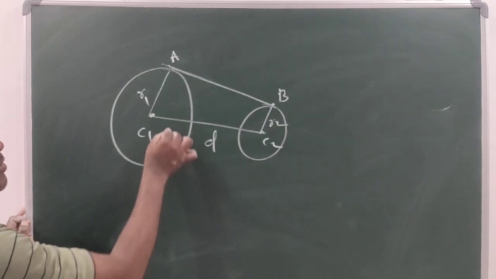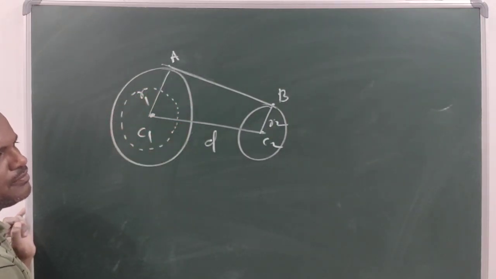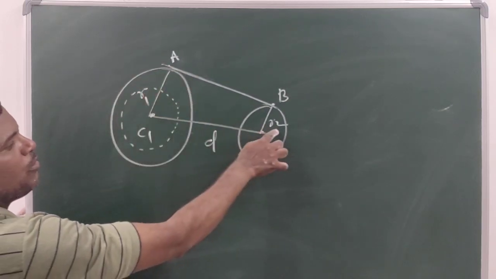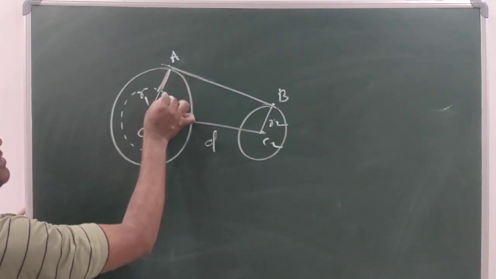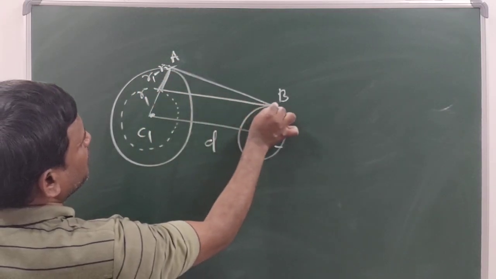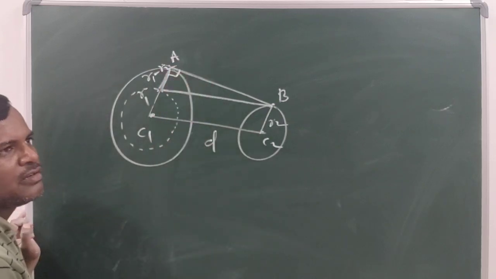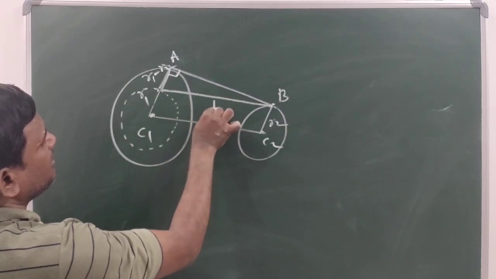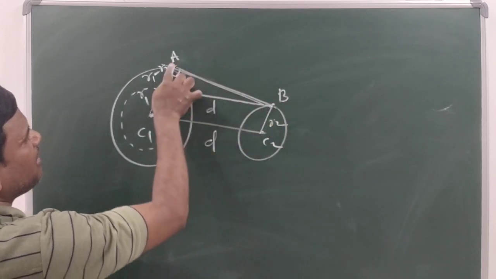Now draw one construction. Draw a circle which is concentric with this circle whose radius is equal to R2. This dotted circle radius is R2, but I want this length: R1 minus R2. Now draw this. Here it is making an angle of 90 degrees. So this length is equal to this length D, and this is R1 minus R2. So here it is a right angle triangle.